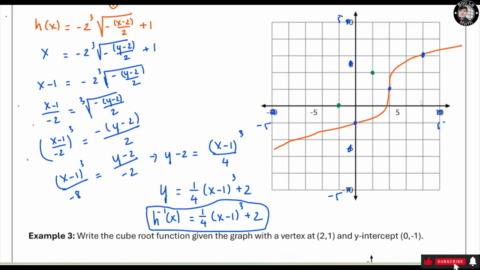And (4, 3) becomes (3, 4), so it's going to be right here. And we need to sketch the line y equals x, so it could be something like this. Now we're going to connect these 3 points and we're going to get something like this.